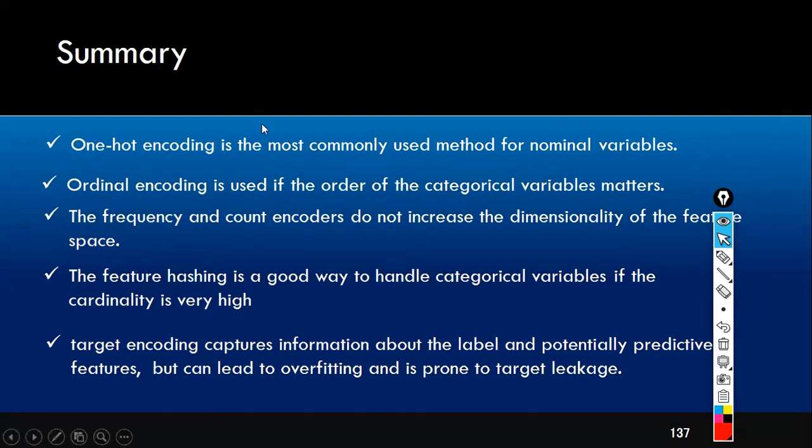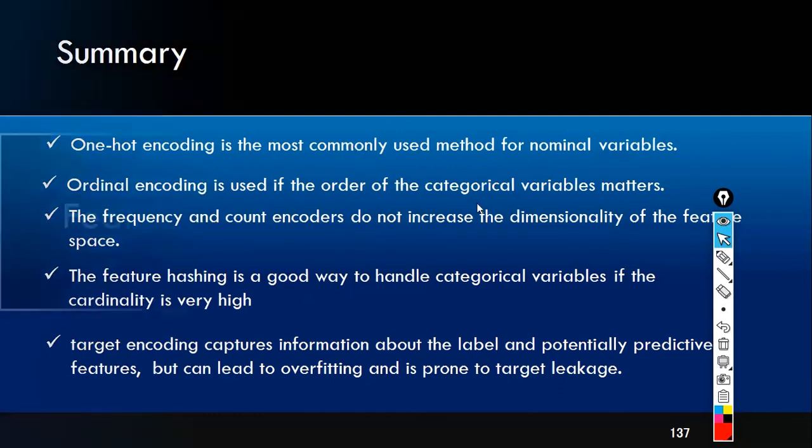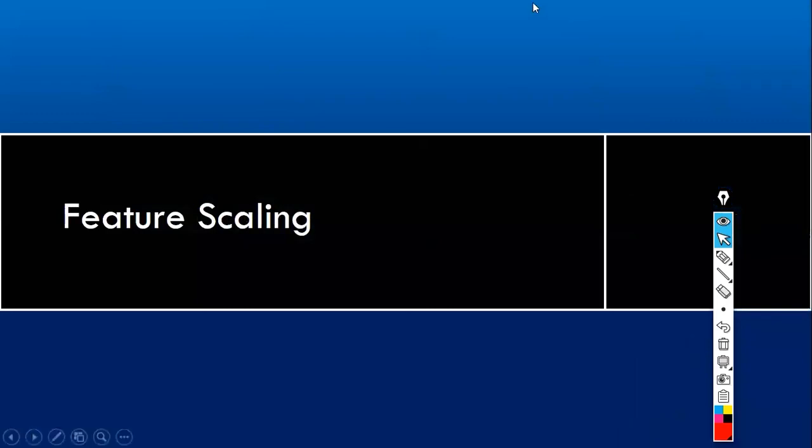To summarize, one-hot encoding is the most commonly used method for nominal variables. Ordinal encoding is used for ordinal type variables. We also have frequency count encoders, feature hashing, and target encoding, which we will discuss if time permits at a later point, probably in a later session. At this moment, these are the 3 important things you should know. And dummy variable trapping we also discussed.